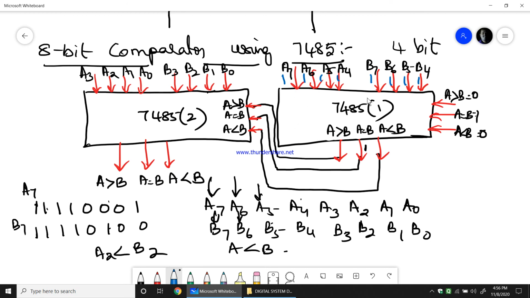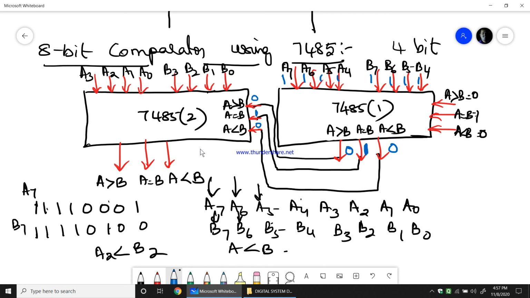So the 7485 will compare all this 1 1 1 1 with 1 1 1 1, and finally it sees that both are equal. So A equals B will go high and other two will go 0. Why? Because when both are equal, A equals B will go high and other output will be 0, right? Because all are ones and these are all ones. Now this is given as an input to the cascaded bits. Now cascaded bits will now be 0 1 0.